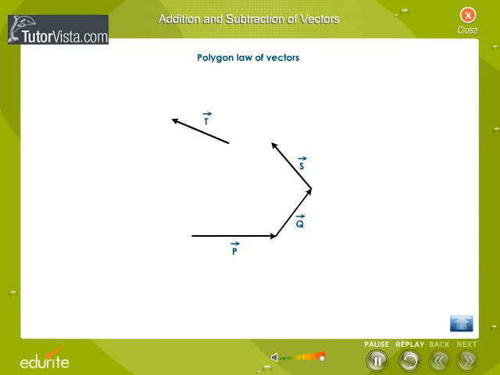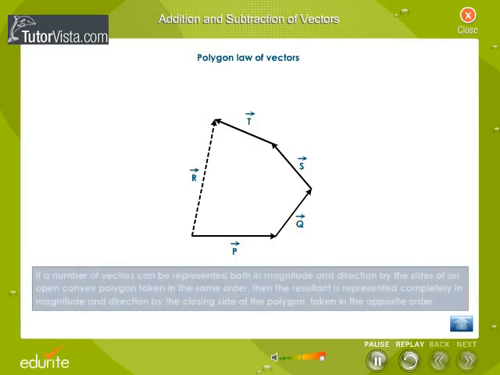Again, displace vector t parallel to itself so that its tail touches the tip of vector s. Now, a vector r running straight from the tail of vector p to the tip of vector t will be the resultant of vector p, vector q, vector s and vector t. This is the polygon law of vectors.